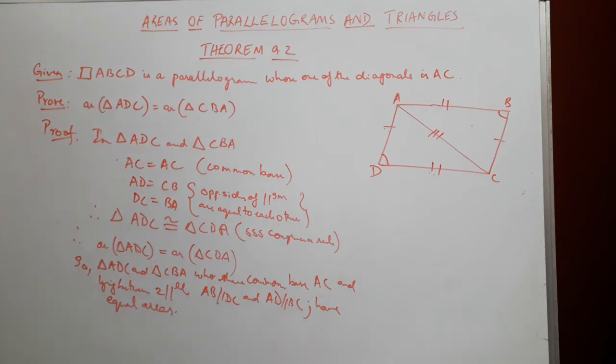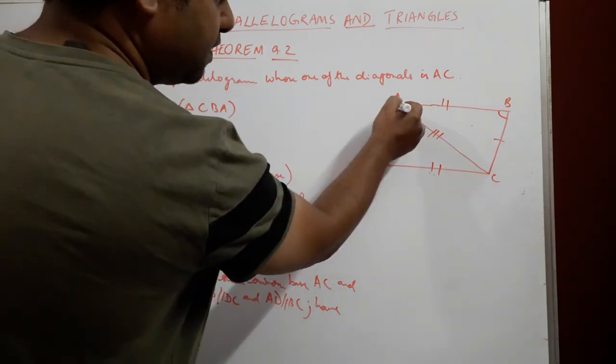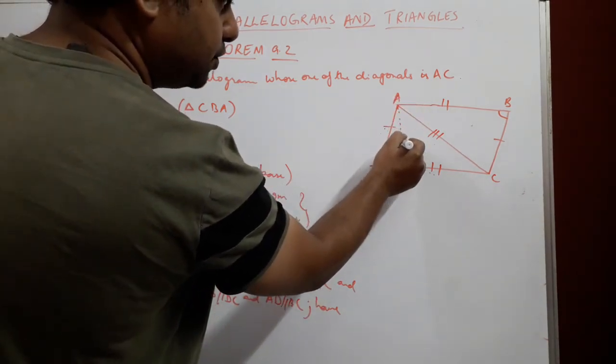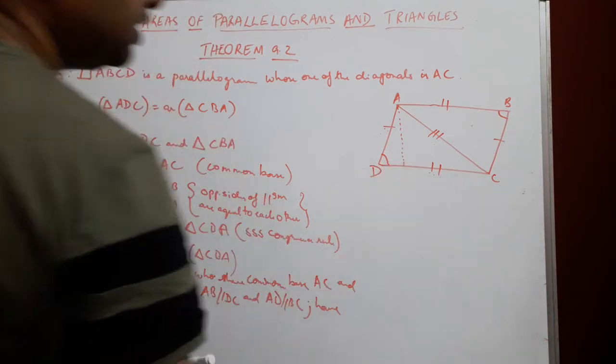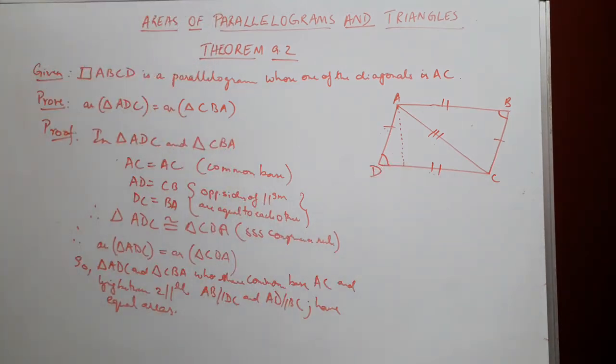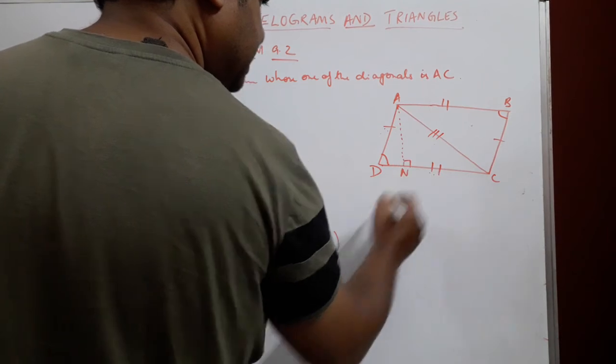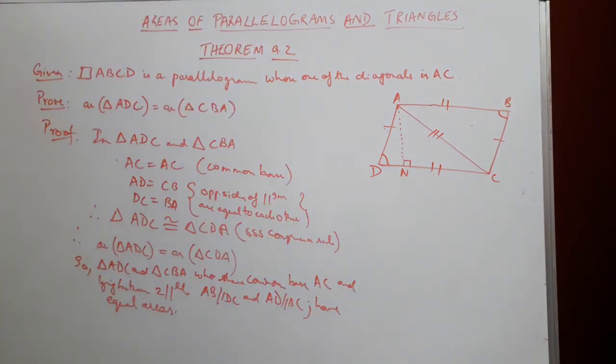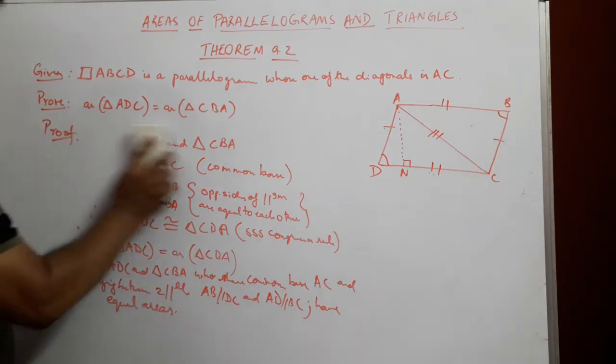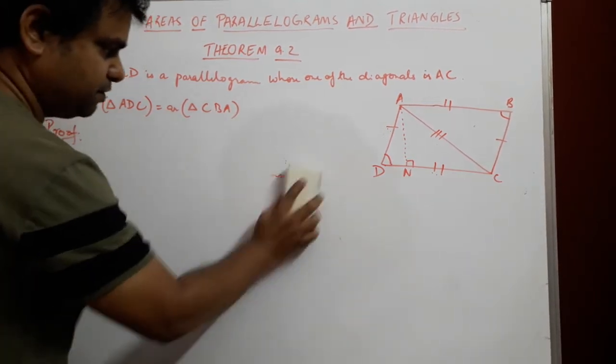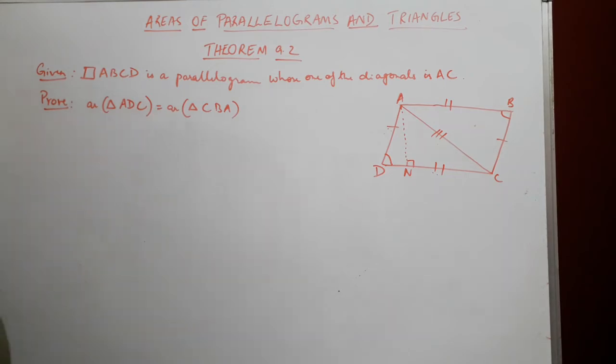Now we can further extend this. This proves our Theorem 9.2, but if we take this a little bit further, let's see if we draw an altitude over here. Let's say we draw an altitude AN, where AN is perpendicular to DC. Then in that case, let's erase this part, and this is not part of the proof. This will prove something else.